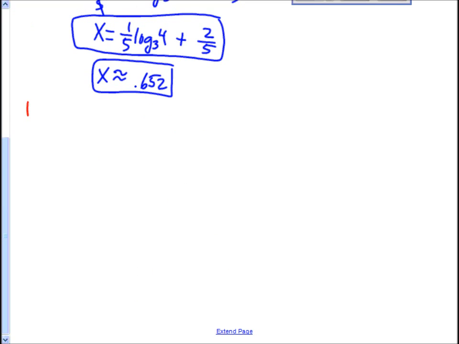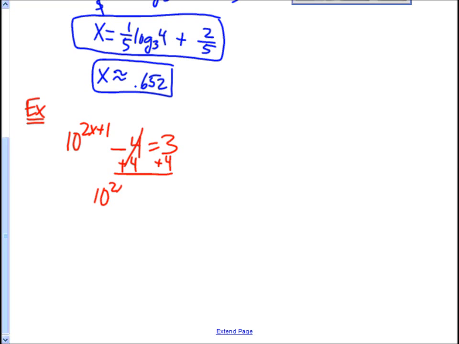How about 10^(2x+1) - 4 = 3? So isolate that exponential, so let's add 4 to both sides. 10^(2x+1) = 7. Undo the 10^(2x+1). So what's the inverse of 10^x? It's log base 10 of x. So run log base 10 on both sides here.